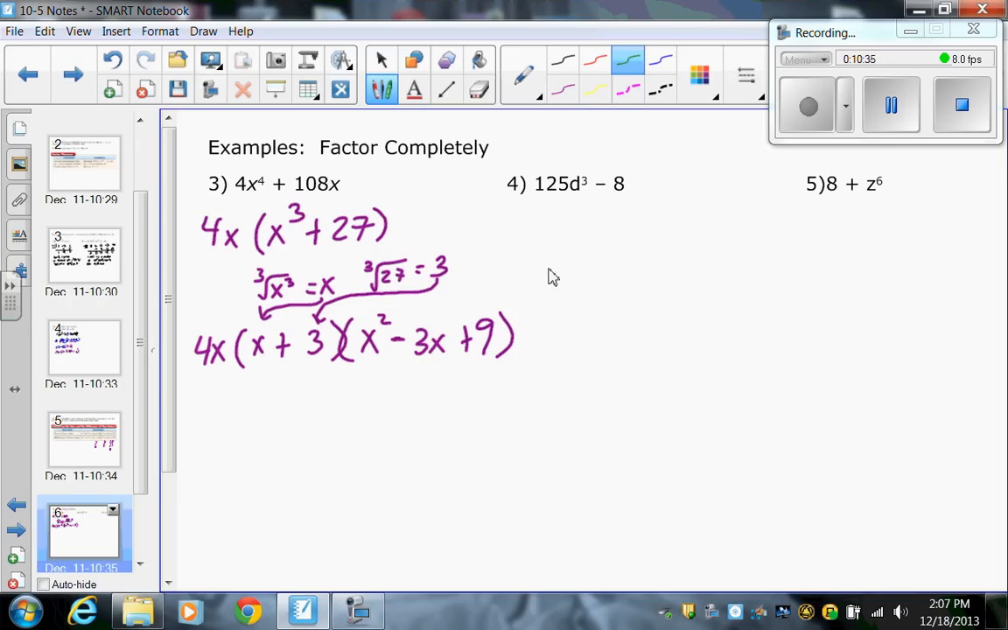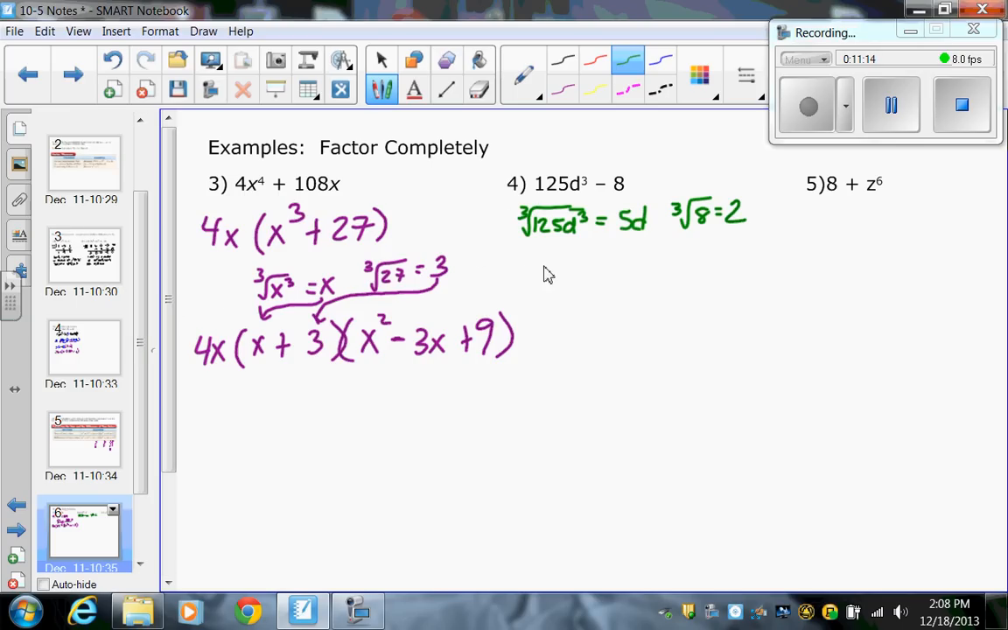So number 4, we're going to ask ourselves, does 125 and 8 have anything in common? And the answer to that is no. And there's no other d over here, so I can't factor out a d. So my next question is are these perfect cubes? And the answer to that is yes. So the cubic root of 125d to the third is 5d. And the cubic root of 8 is 2.